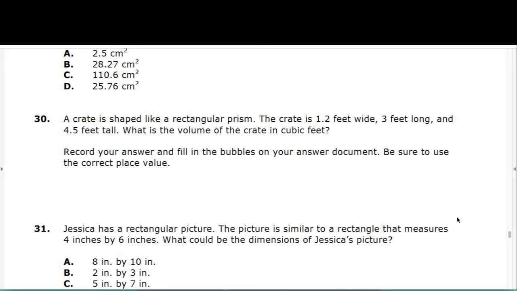Question 30. A crate is shaped like a rectangular prism. The crate is 1.2 feet wide, 3 feet long, and 4.5 feet tall. What is the volume of the crate in cubic feet? Record your answer and fill in the bubbles on your answer document. Be sure to use the correct place value.